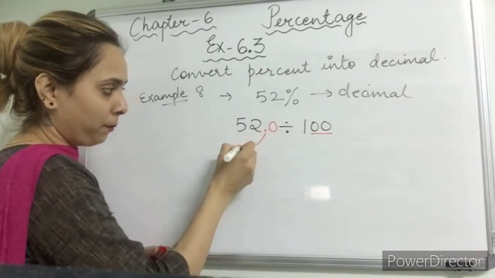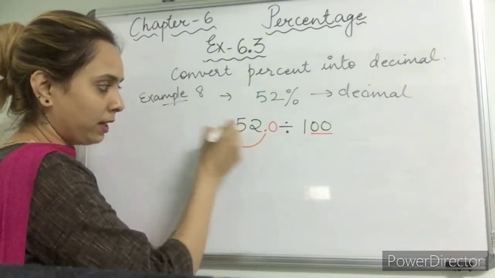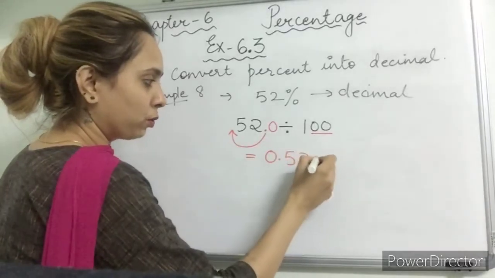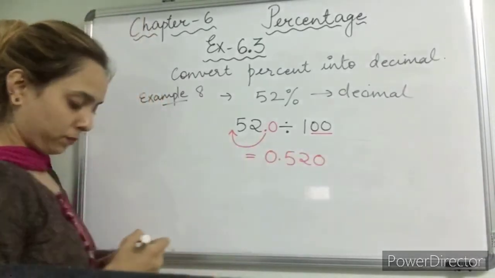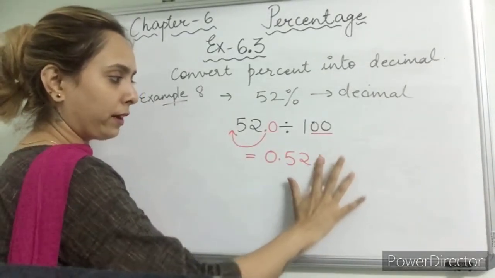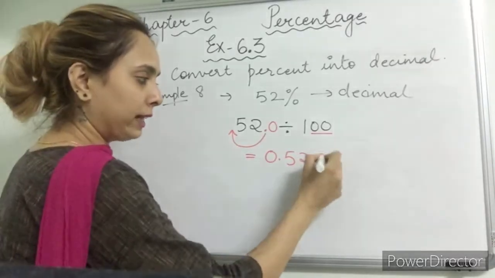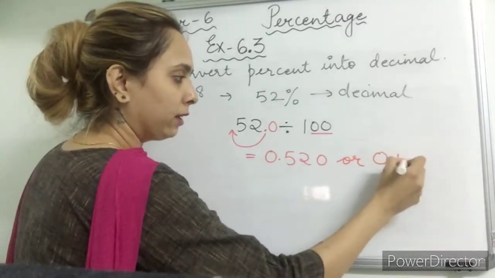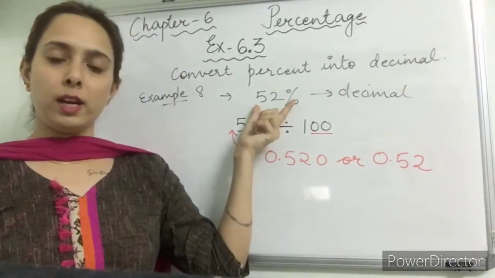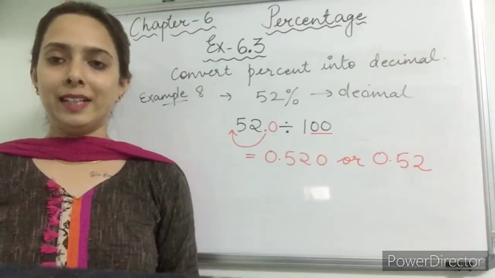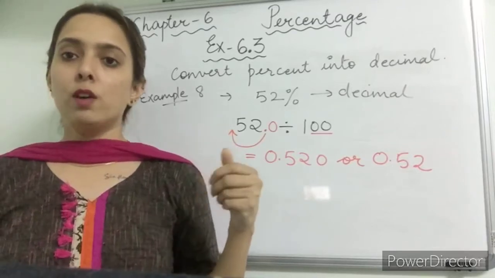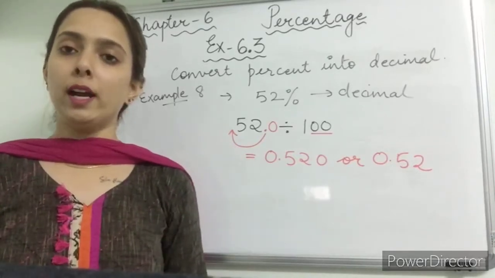So this will come here. So our answer will be 0.52, or we can write it like this also. Either you can write like this or like this. Our question was in percentage and the answer now is in decimal. I would like to explain the first 2 sums from the match the following. The rest you will try on your own.